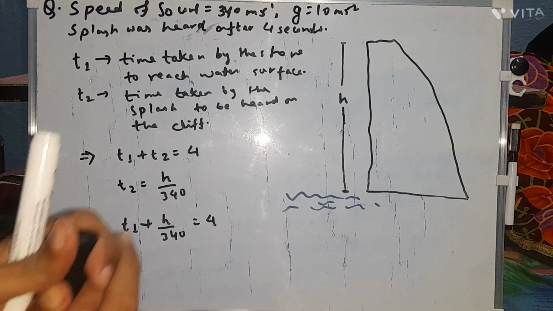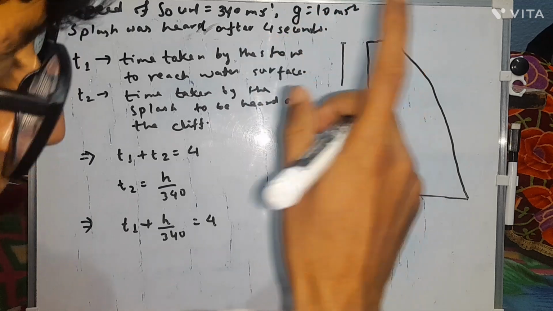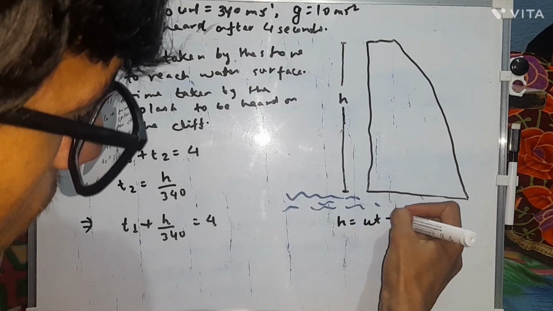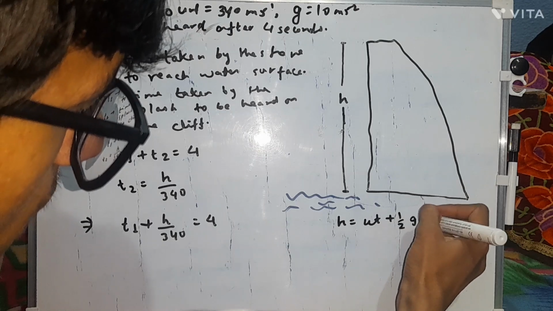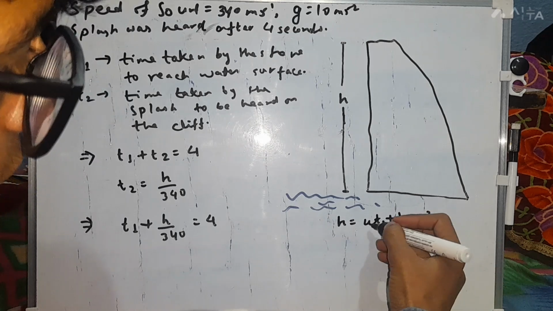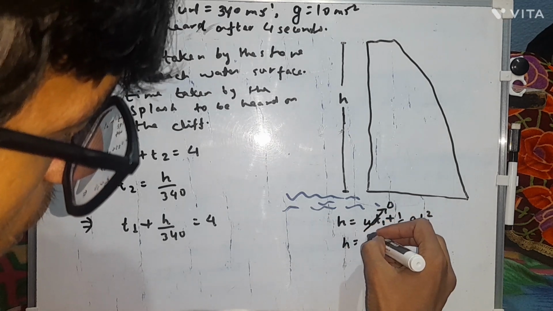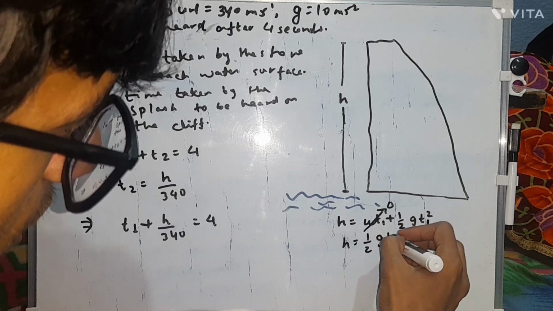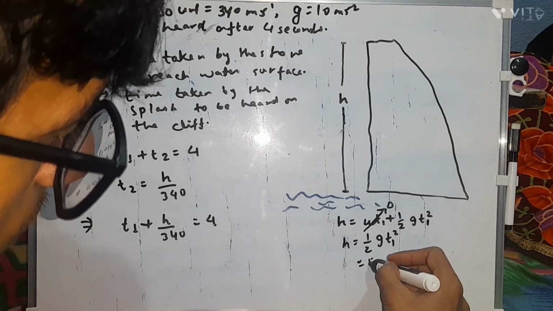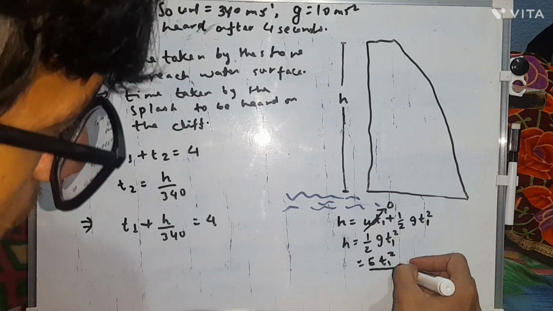Now for the motion under gravity, we can write the equation using Newton's second equation of motion, which is h equals ut plus half gt square. Here t is t1, u is 0, which makes this term 0, and h is given by h equals half g t1 square. We have taken g equals 10, so we can write h equals 5 t1 square. So the value of h is 5 t1 square.